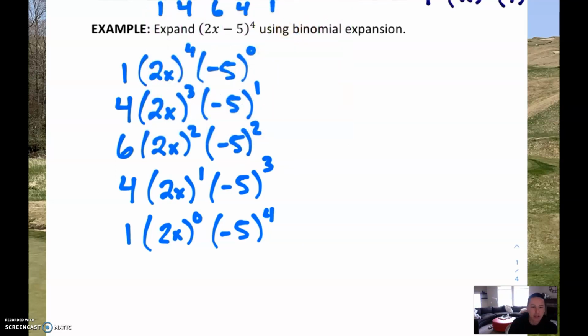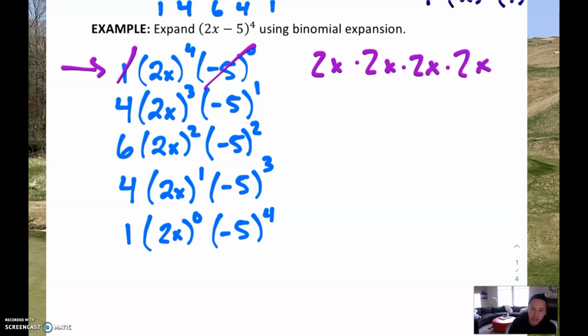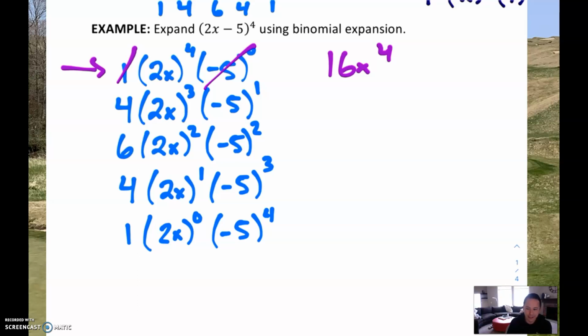Now what we're going to do is multiply these all out. So let's start with this first term. Anything to the power of 0 is 1. And 1 times 1 is 1. So now I have this 2x to the 4th power. What this really means is 2x times 2x times 2x times 2x. So the 2 times 2 times 2 times 2, that gives you 2, 4, 8, 16. So this becomes 16x to the 4th power. A lot of students look at 2x to the 4th power and they just think it's 2x to the 4th. But that 4 goes to the 2 and it also goes to the x.